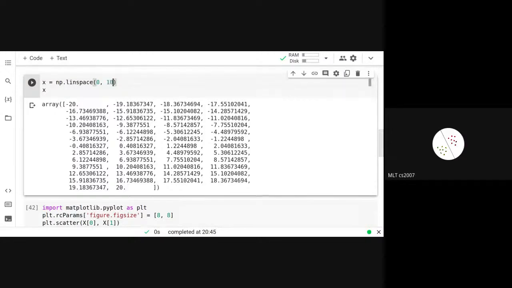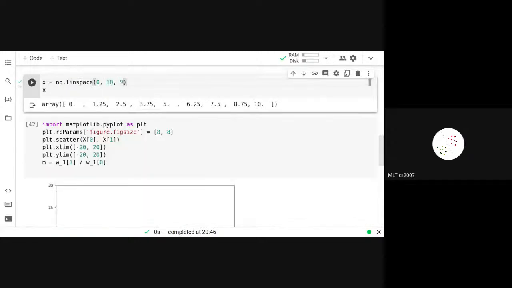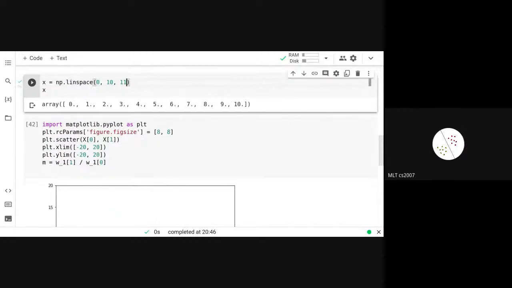So let's say 0 to 10 and I do it. I have 9 points. No, not 9 points. There is 11. Yeah, 11, 0 to 10. So what I've done is I've divided the interval from 0 to 10 into 11 equally spaced points. You notice 11 points here, and the spacing between any two consecutive points is 1.